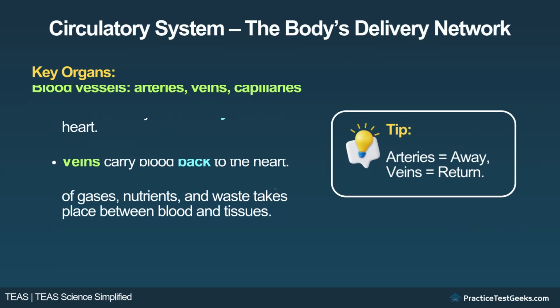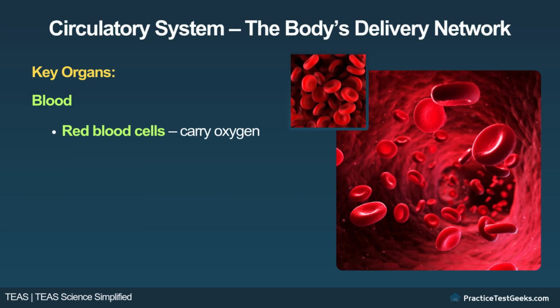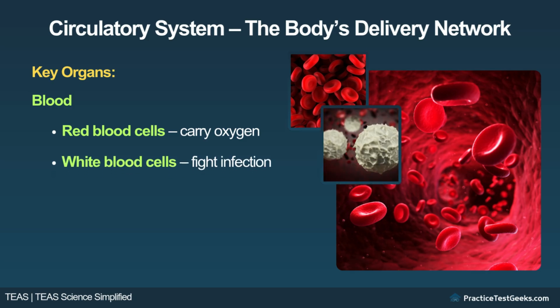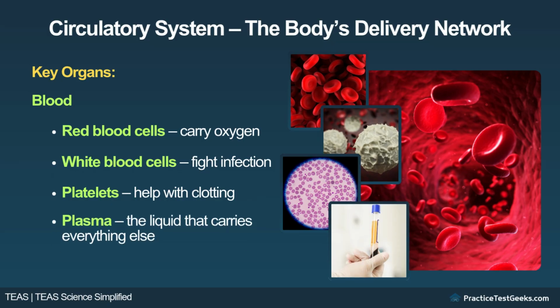TEAS tip. 3. Blood. Blood is more than just a red liquid. It contains red blood cells that carry oxygen, white blood cells that fight infection, and platelets that help with clotting. Plasma is the liquid that carries everything else. Each part plays a vital role in keeping your body nourished and protected. The circulatory system is constantly working behind the scenes, delivering oxygen and nutrients where they're needed and carrying away waste. For the TEAS, focus on the path blood takes, the role of arteries versus veins, and the major components of blood.